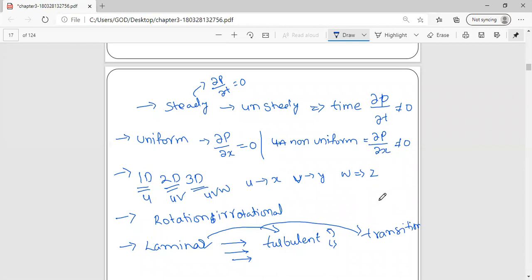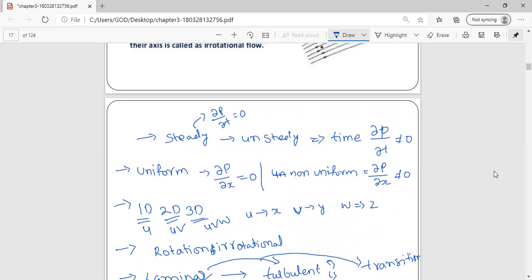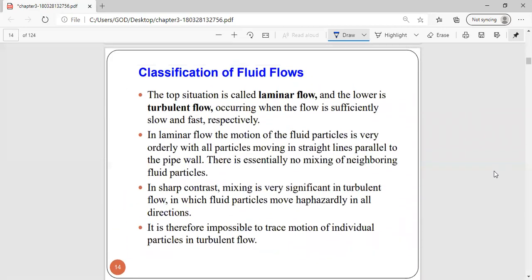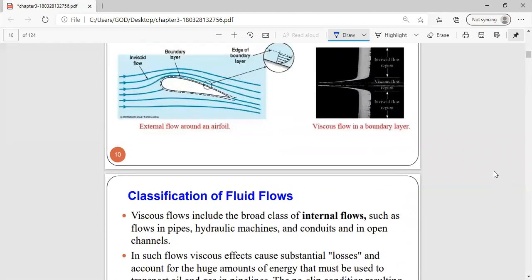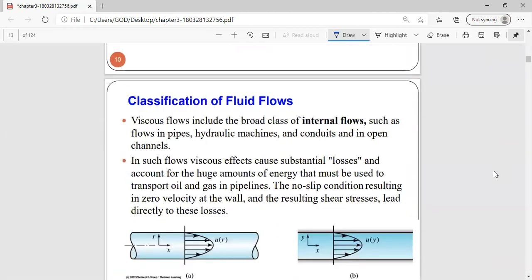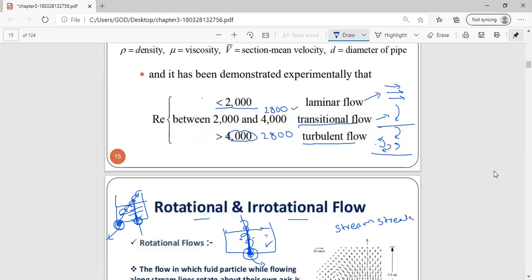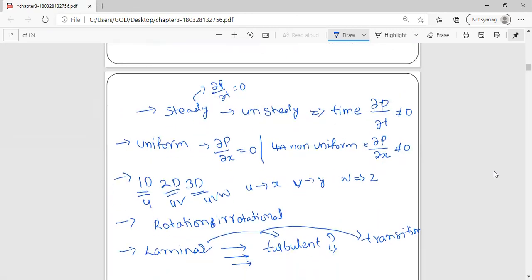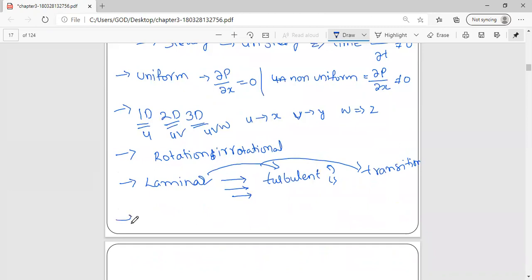Any other flows we discussed? Let me check once. One more flow is missing actually. Yes, inviscid or viscous flow. Inviscid flow means there is no effect of viscosity, and viscous flow has viscosity.